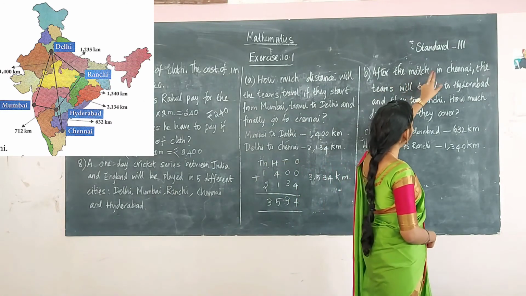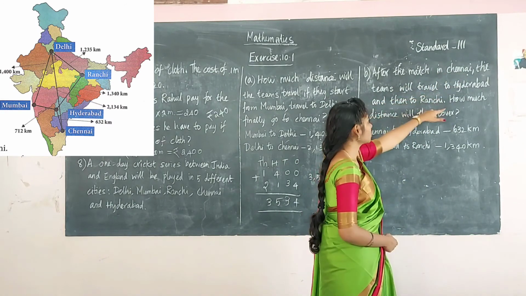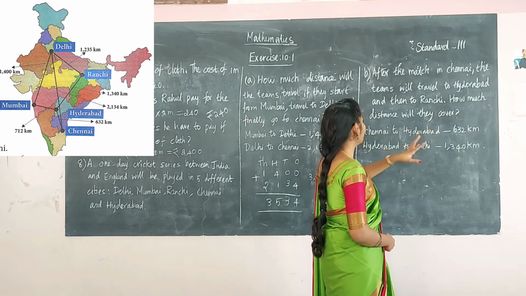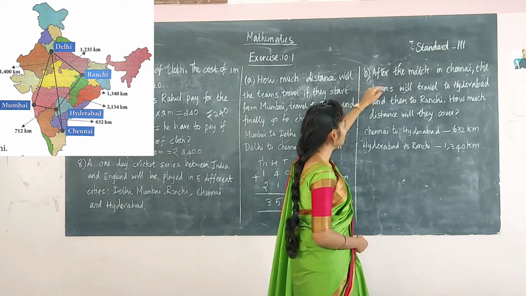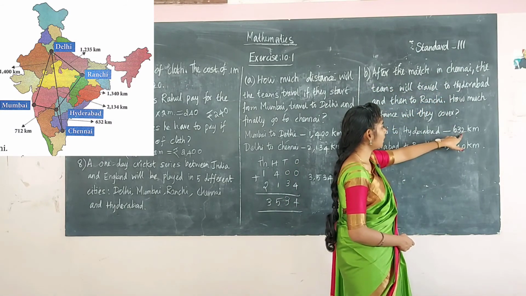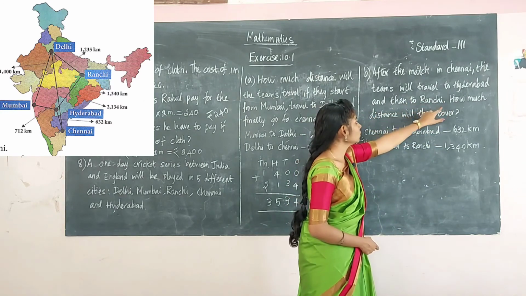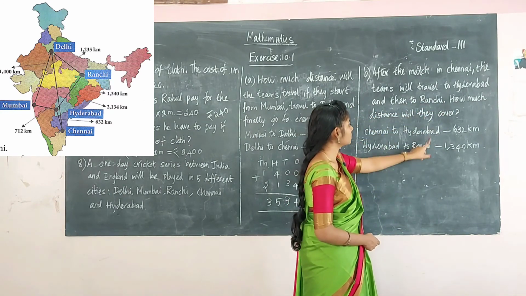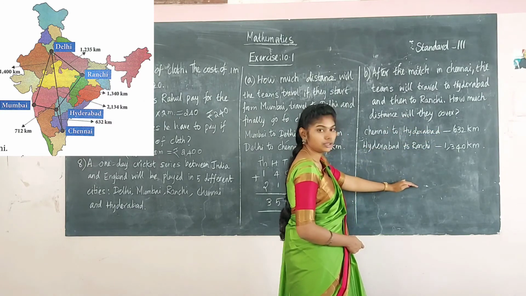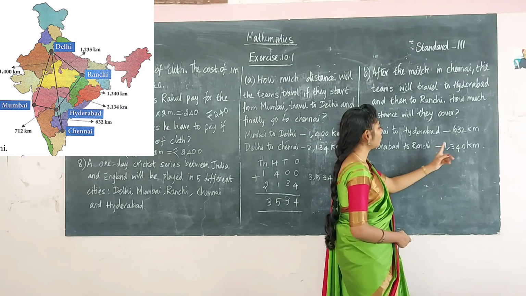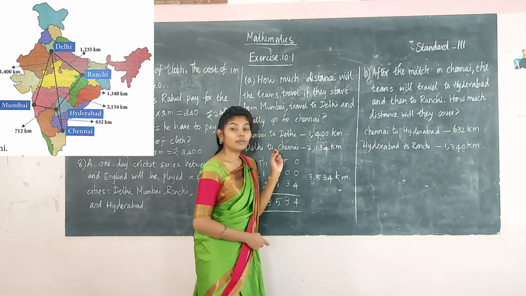After the match in Chennai, the teams will travel to Hyderabad and then to Ranchi. How much distance will they cover? Chennai to Hyderabad is 632 kilometer. From Chennai to Hyderabad they are going, that is 632 kilometer, and then they went to Ranchi. So from Hyderabad to Ranchi the distance is 1340 kilometer. This distance you will find in the map.